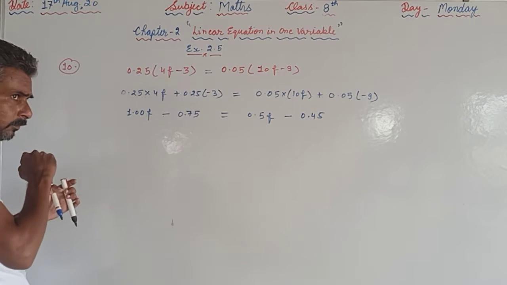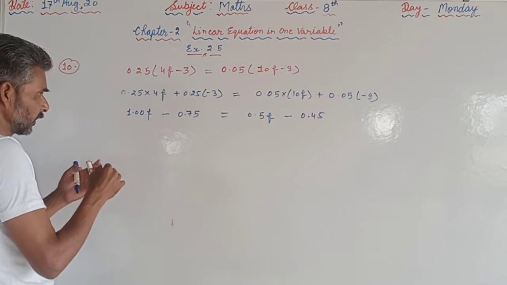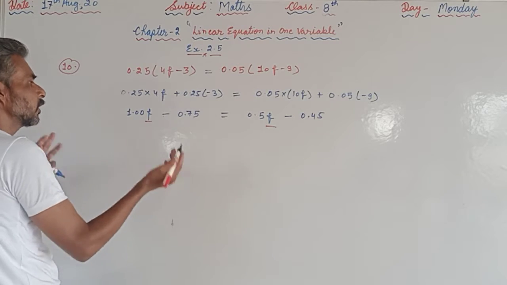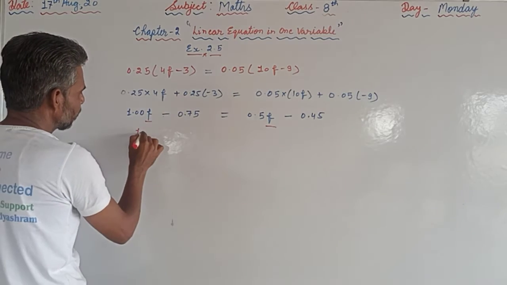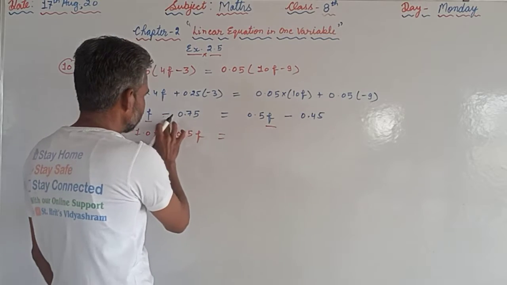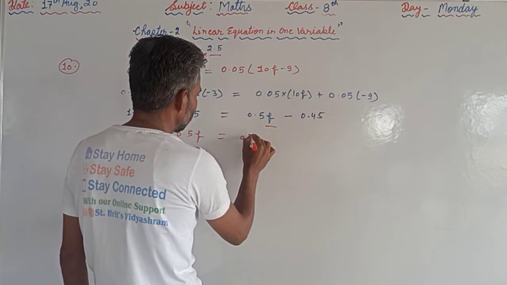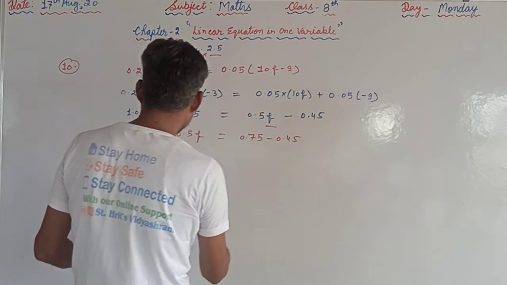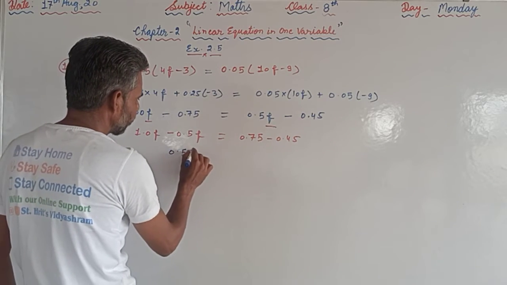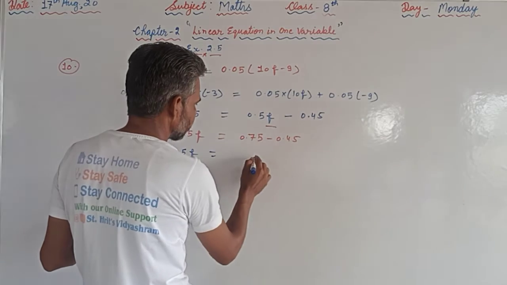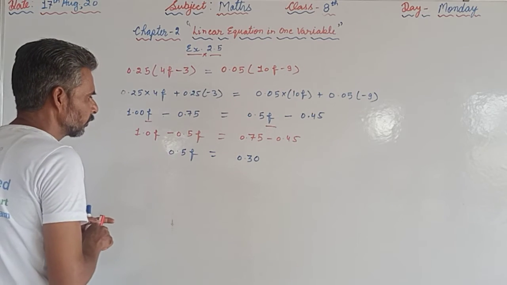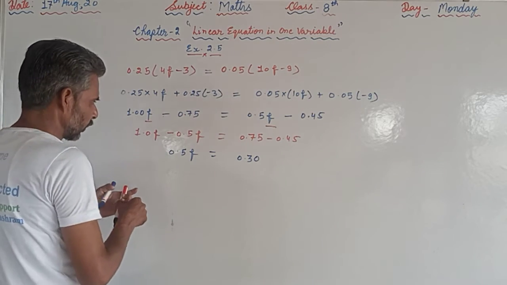So now we are supposed to collect the variables on one side. Here the variable is f, the terms including f we are supposed to collect on one side. 1.00f means we can write 1.0f minus 0.5f will be equals to, this will become plus here, 0.75 minus 0.45. 1.0f minus 0.5f will be 0.5f, and here we subtract: 5 minus 5 is 0, 7 minus 4 is 3, so 0.30. This will come like this.